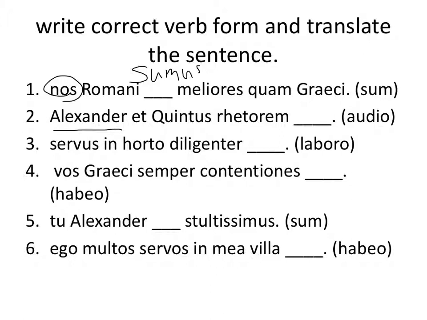And number 2, Alexander and Quintus are both the subject, so that makes this verb need to be third person plural, because we have a plural subject and it's 2 nouns, so it's going to make it third person. So the verb should end in -nt. So audiunt. Again, if you didn't get that, it's okay, but just remember, anytime you have a noun as your subject, it'll be third person. And in the instance of it being 2 singular subjects, which makes it plural, you're going to have an -nt.